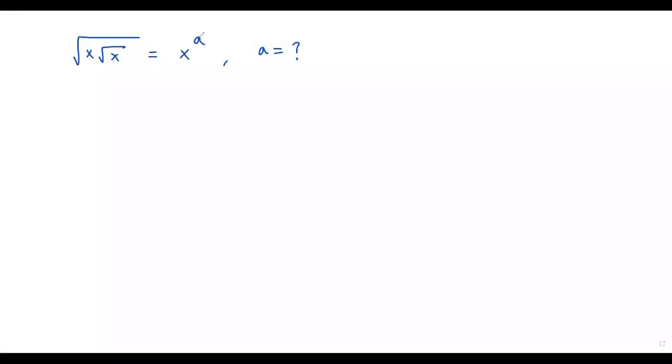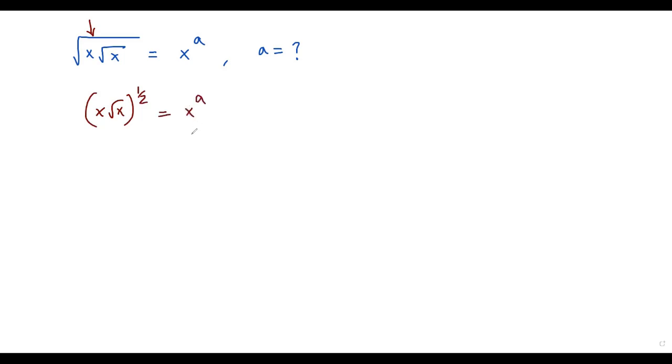Here we have a square root equation, and in this square root equation, we have to find the value of a. In my first step, I'm going to write this square root as an exponent. Whenever I write a square root as an exponent, the exponent will be 1/2, and we have the square root of x times the square root of x. So now I'm going to write the first square root as an exponent, then it will become just 1/2.